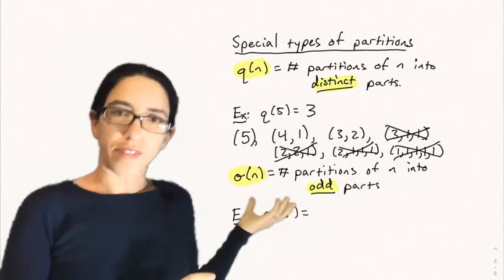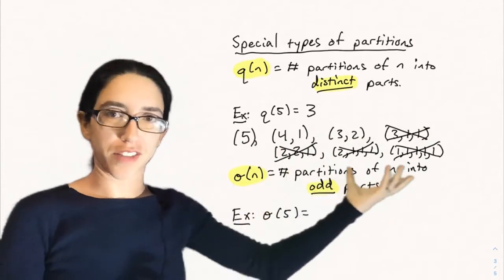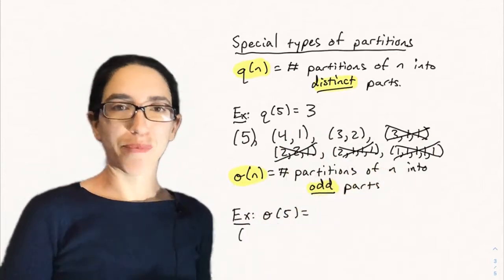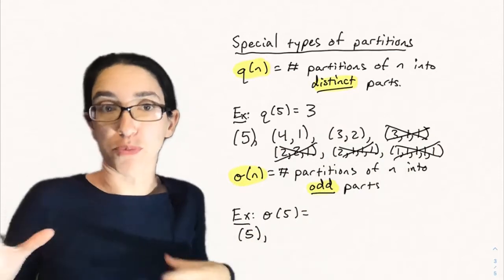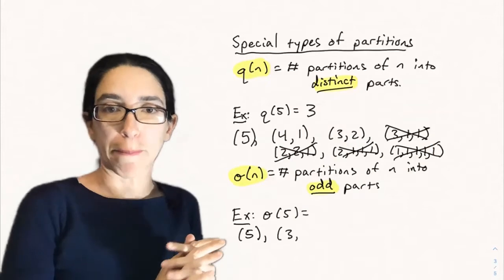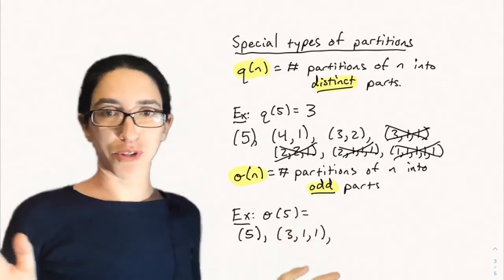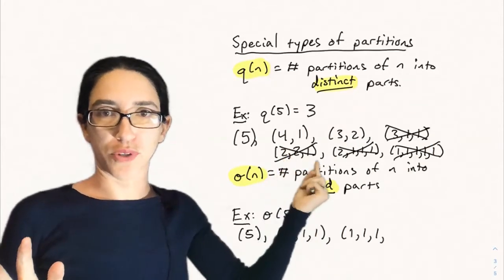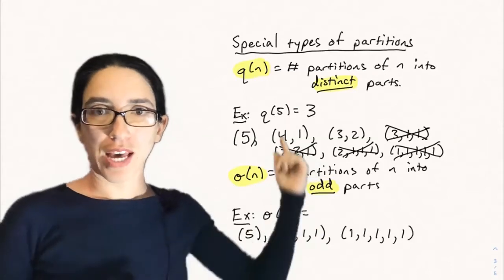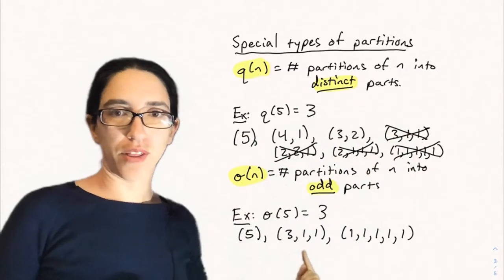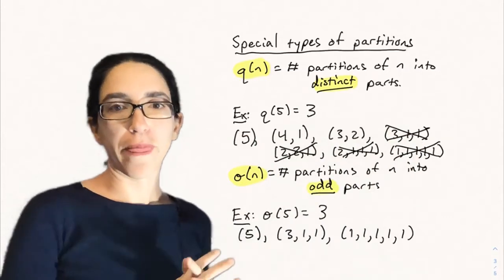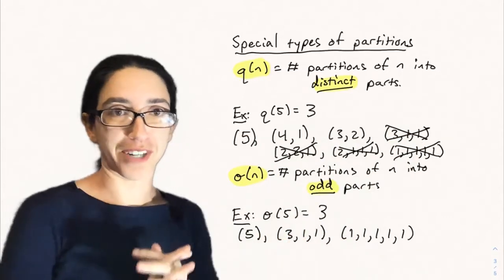So now O of n we define to be the number of partitions of n into odd parts. So how many ways can we write 5 as a sum of odd numbers? Now you can use some odd numbers more than once in this problem, but you're not allowed to use any even numbers. So you can't have 2, 2, 1 because that has an even number in it. And if you observe, the ones that have no even numbers are just 5, 3 + 1 + 1, and 1 + 1 + 1 + 1 + 1. And so O of 5 is also 3.